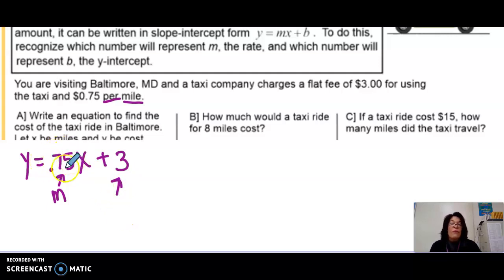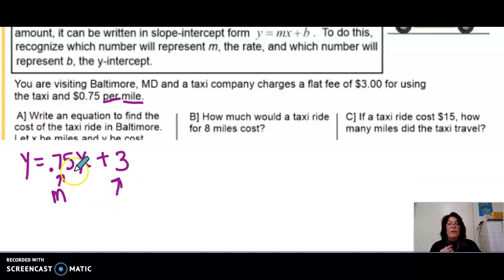Or I could say 3/4 if you want to change it to a fraction, you could always do that. I'm not asking you to graph it, though. I just ask you to write the equation, and that would be it. The slope represents the cost per mile. The y-intercept represents the initial fee, something that just happens once.